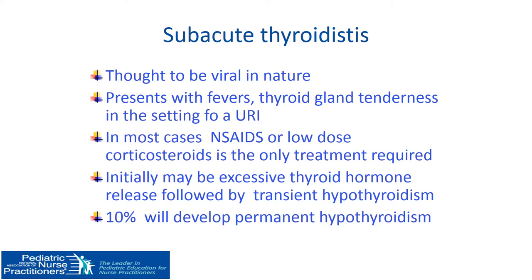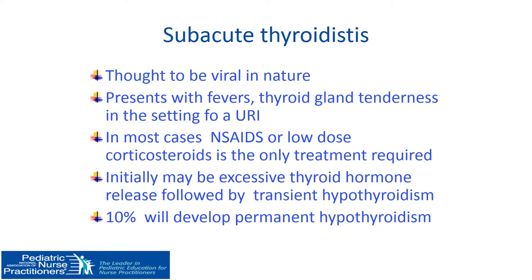Subacute thyroiditis is thought to be viral in nature. It presents with fevers, the thyroid gland is really tender, and it's usually in the setting of URI. So the kid comes in, he's got fever, he's got a cough, cold, sore throat, and his thyroid gland hurts when you touch it. So it's a virus, so it has to kind of clear itself out. So we do mostly supportive care. We give NSAIDs to help with the pain and the fevers. We give low-dose corticosteroids if needed, and that's usually the only treatment. They kind of have to ride the virus out, and we just kind of control the pain and the swelling.